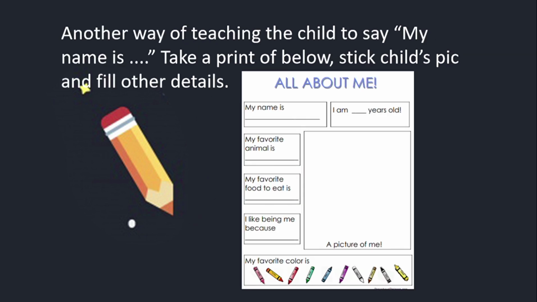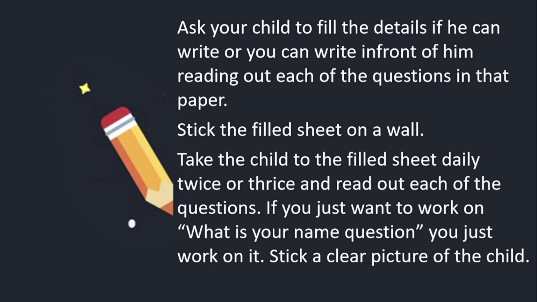Another way is teaching the child to say, "My name is." Take a print of the below, stick the child's pic and fill in other details. Ask your child to fill in the details if he can write, or you can write in front of him, reading out each of the questions on that paper. Stick the filled sheet on a wall. Take the child to the filled sheet daily twice or thrice and read out each of the questions.